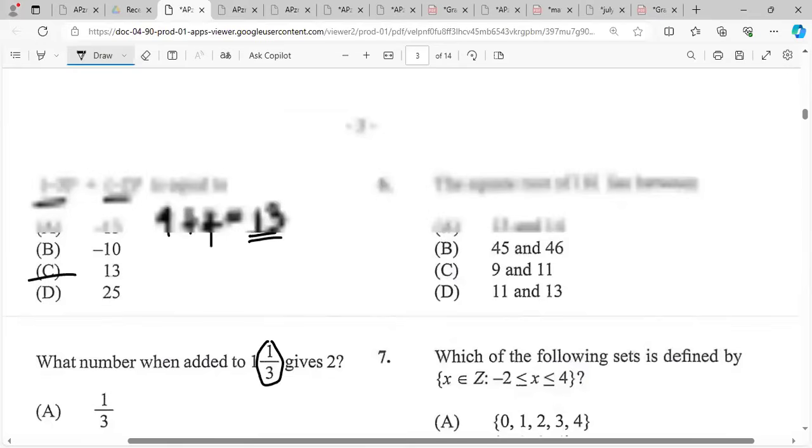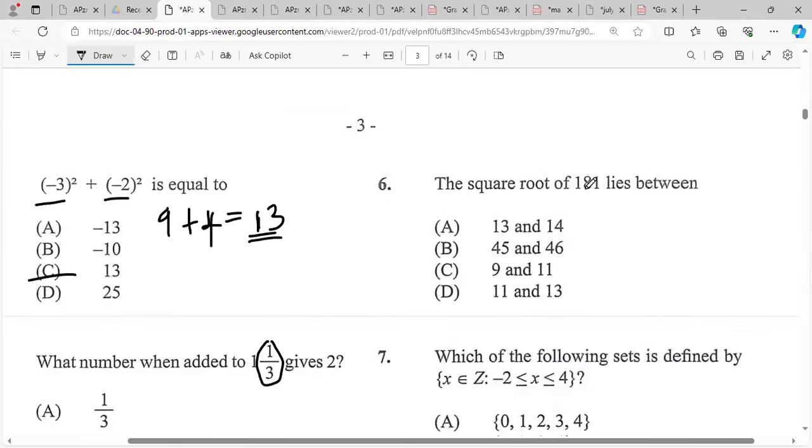All right. Then it says the square root of 181 lies between what? So is it 13 and 14? If you square 13, you get 169. And if you square 14, 14 times 14 now again.